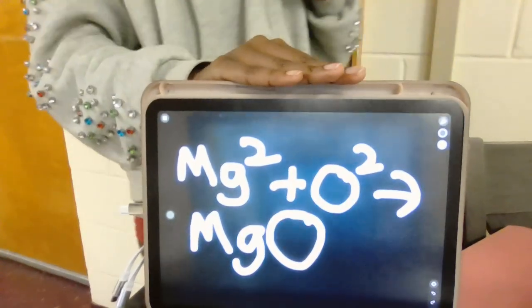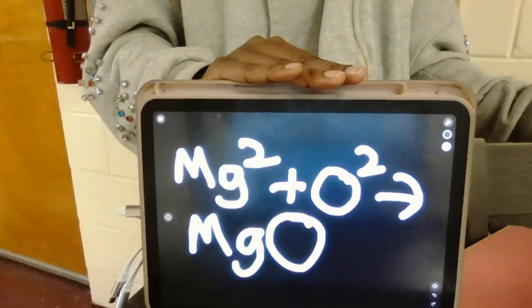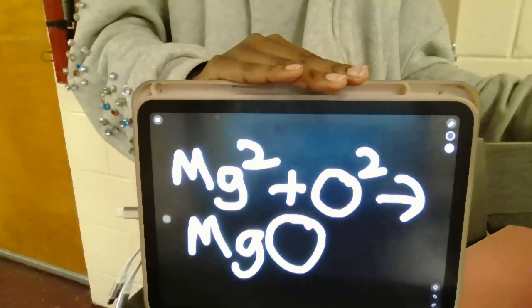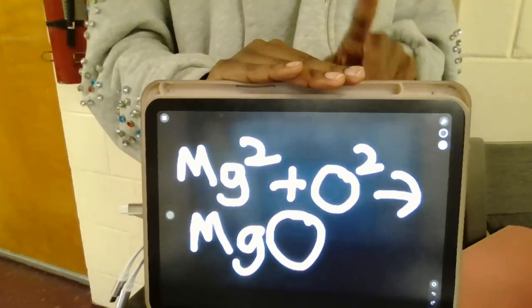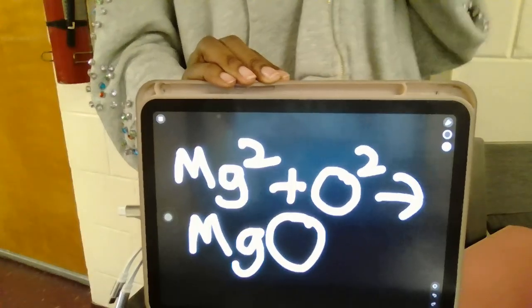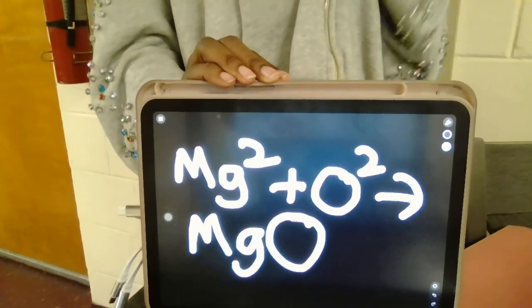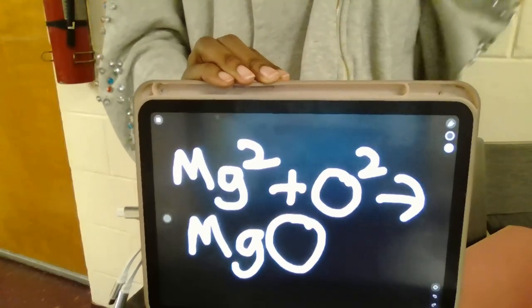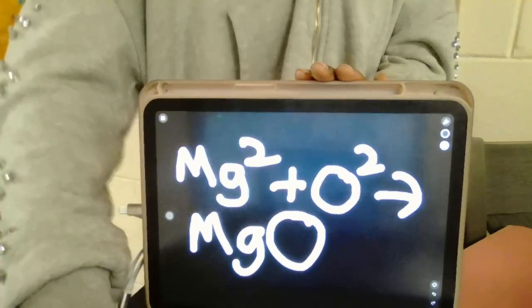For the second example, we have magnesium oxide. Magnesium loses two electrons, and oxygen gains two. That will form magnesium oxide.